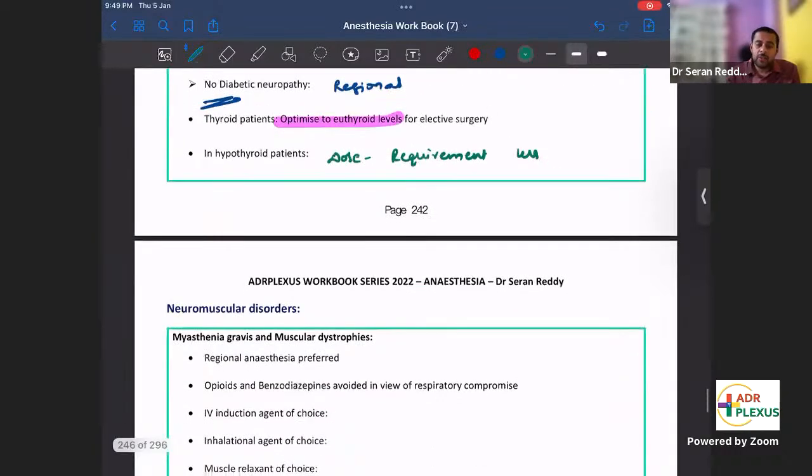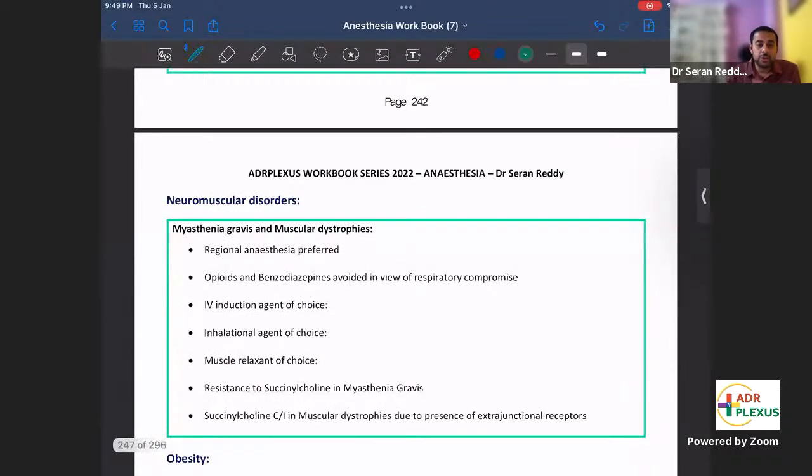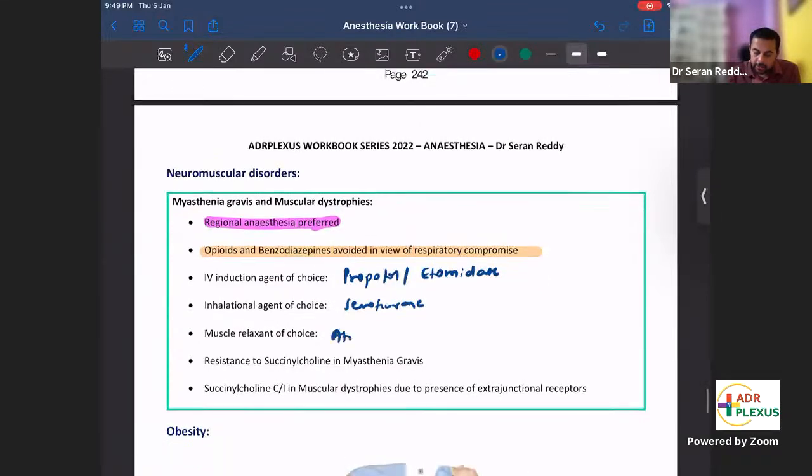Then neuromuscular disorders, quickly 2 points, in myasthenia gravis and muscular dystrophies, as much as possible go for regional anesthesia, and opioids and benzodiazepines are avoided in view of respiratory compromise. The IV induction agent of choice, you can use either propofol or etomidate. Inhalation agent of choice is sevoflurane. Muscle relaxant of choice is atracurium.